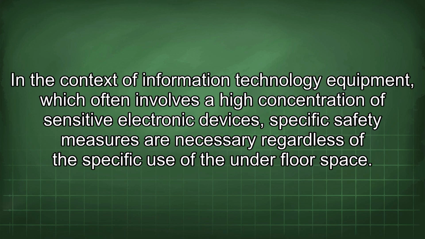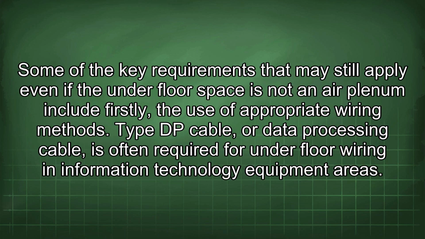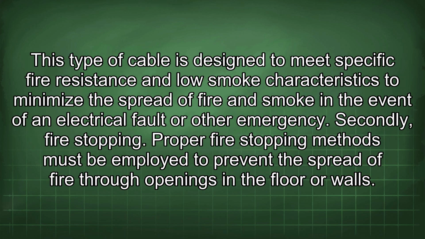In the context of information technology equipment, which often involves a high concentration of sensitive electronic devices, specific safety measures are necessary regardless of the specific use of the underfloor space. Some of the key requirements that may still apply even if the underfloor space is not an air plenum include, firstly, the use of appropriate wiring methods. Type DP cable, or data processing cable, is often required for underfloor wiring in information technology equipment areas. This type of cable is designed to meet specific fire resistance and low smoke characteristics to minimize the spread of fire and smoke in the event of an electrical fault or other emergency.